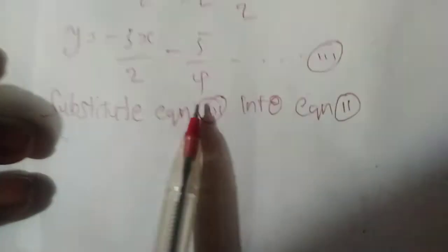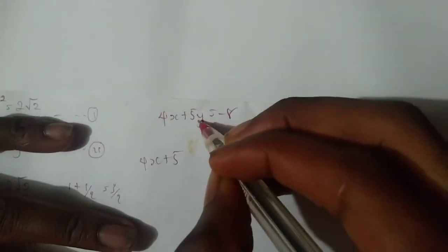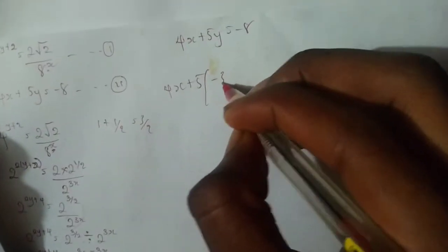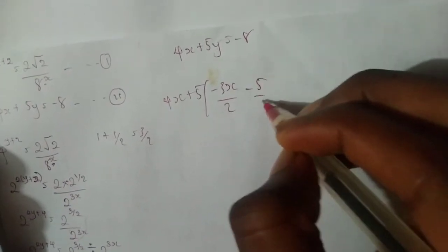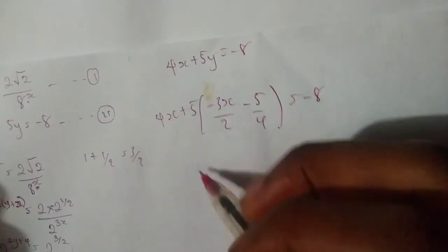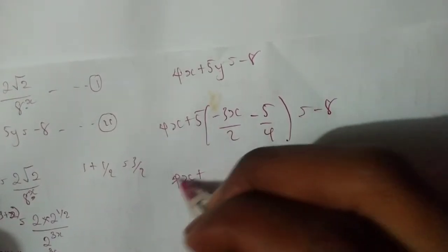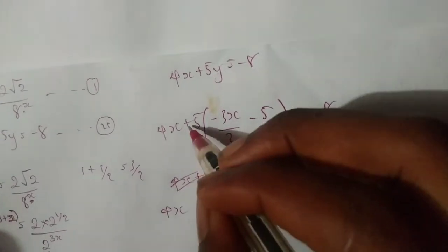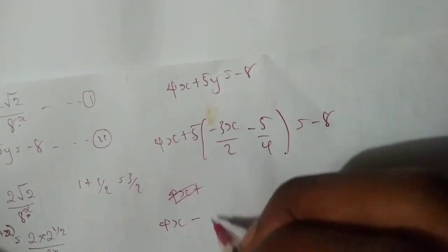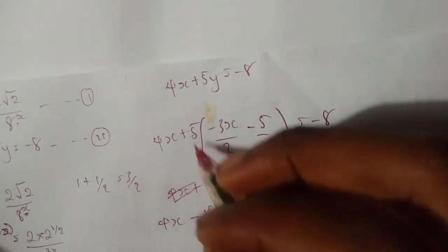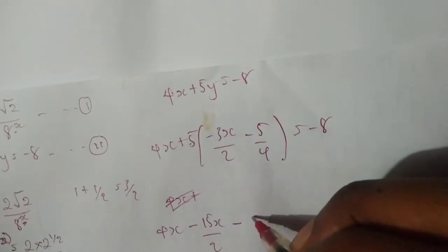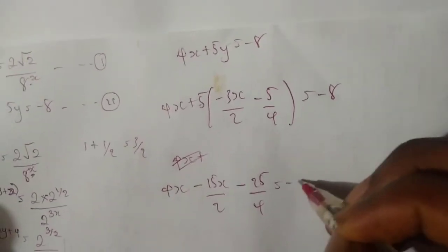So by substituting the value of y into equation 2, let us write this 4x plus 5y. But what is our y? Y is minus 3x all over 2, so let us put that down: minus 5 all over 4 is equals to minus 8. So this 4x plus, times minus is minus, 5 times 3 is 15x all over 2, plus times minus is minus, 5 times 5 is 25 all over 4 is equals to minus 8.